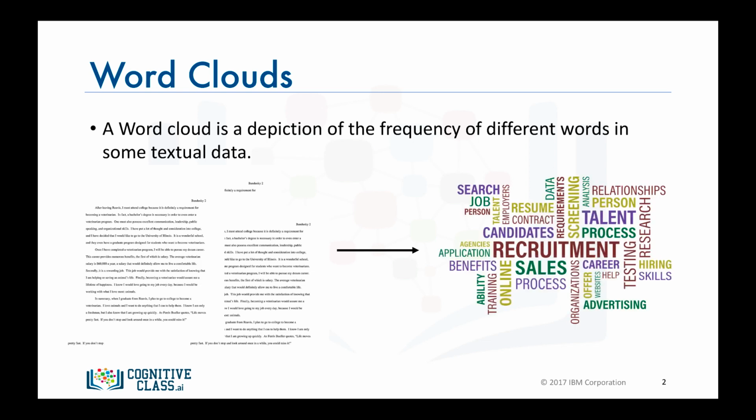This cloud is telling us that words such as recruitment, talent, candidates, and so on are the words that really stand out in these text documents. And assuming that we didn't know anything about the content of these documents, a word cloud can be very useful to assign a topic to some unknown textual data.